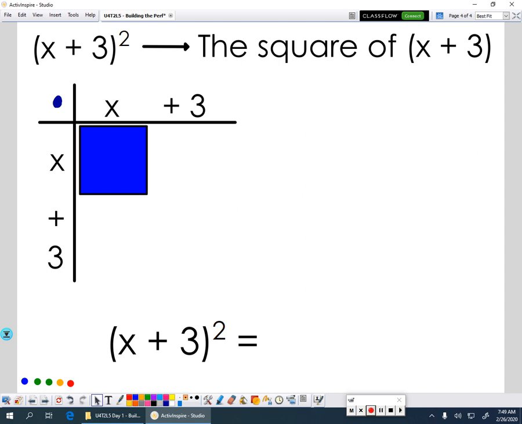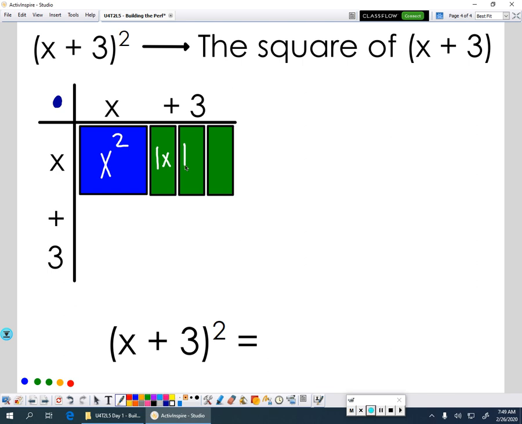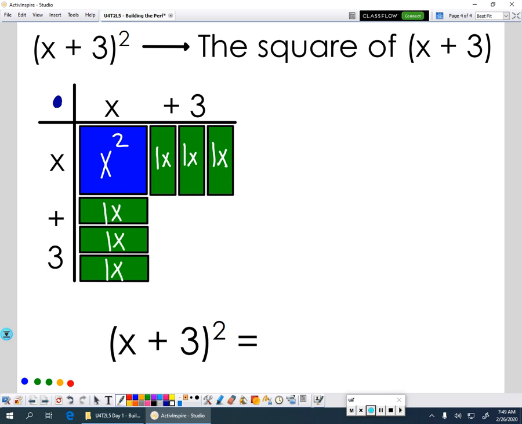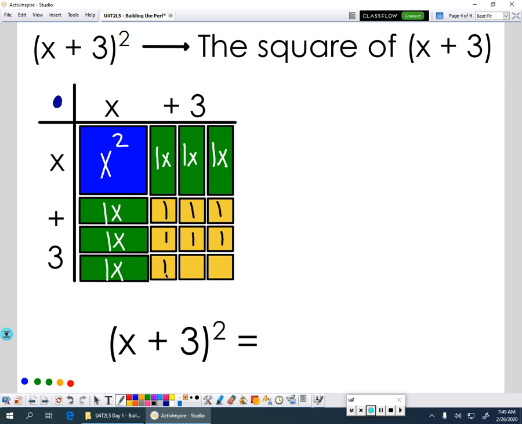We are going to do x times 3, which will give me my 3 1x pieces here. So remember, this is x squared. This is 1x and 1x and 1x. So my x here on the left and my 3 on the top gives me 3x pieces. I'm going to do the next x times 3, which will give me this 1x and 1x and 1x. And finally, I do 3 times 3, which gives me all of these 1s right here.